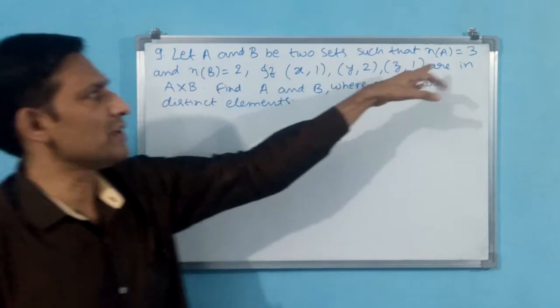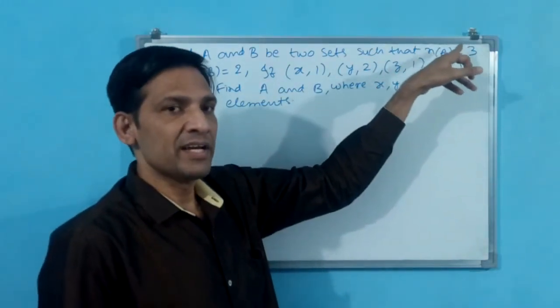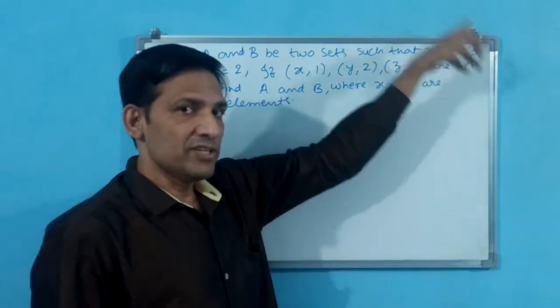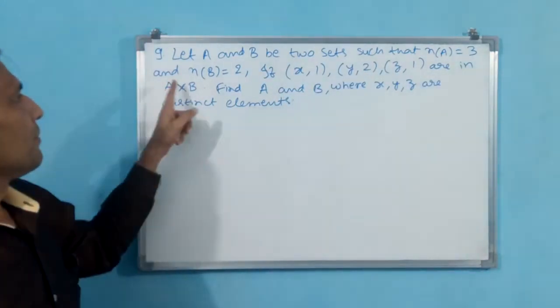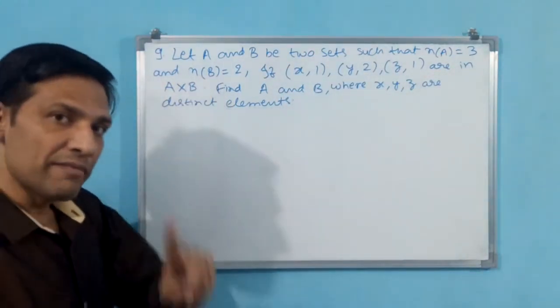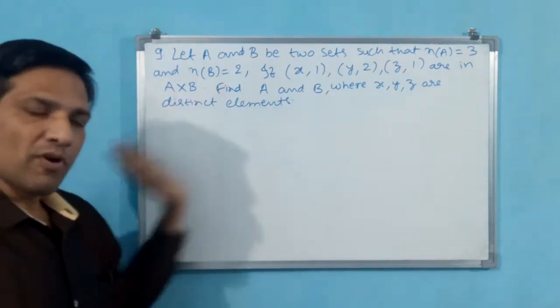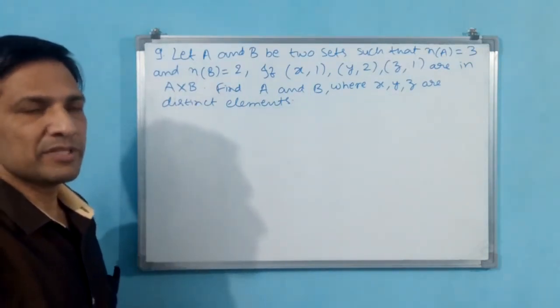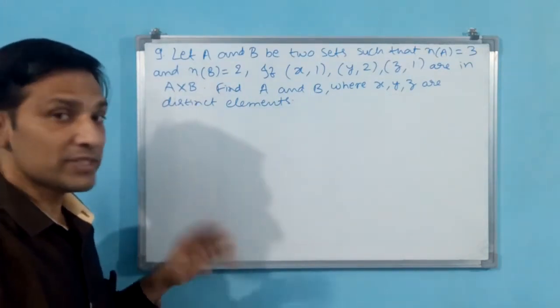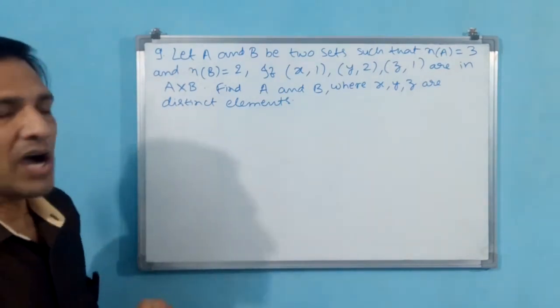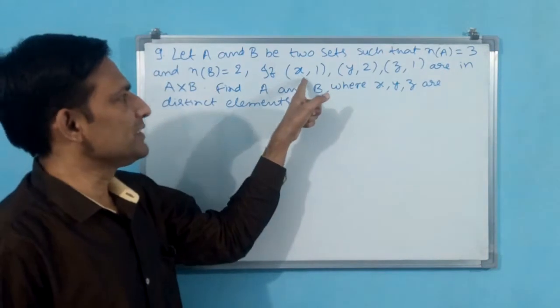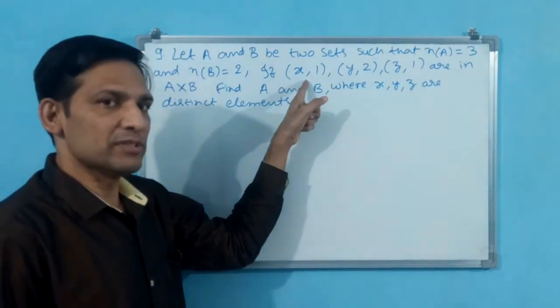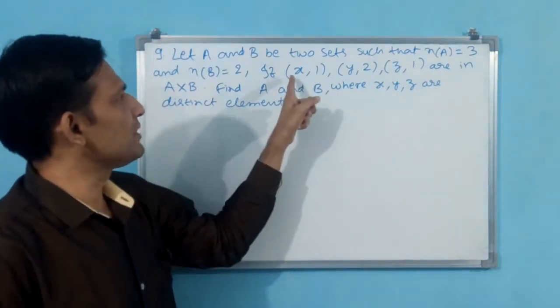Why? Because n of A means one set is there, A. In that set, 3 elements are there. B having 2 elements. If you make the product, automatically how many elements will come? 2 into 3, 6 elements are going to come. Among 6 elements, he has given 3 elements. You see, this is an element only. The product is also an element only, after the cross product.